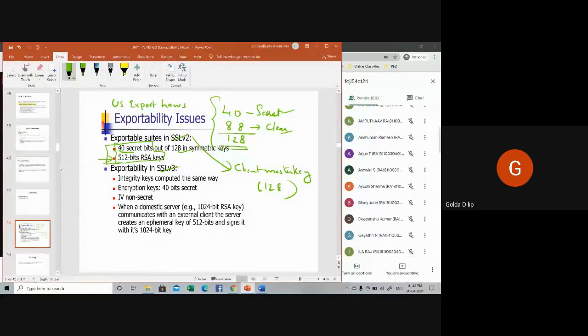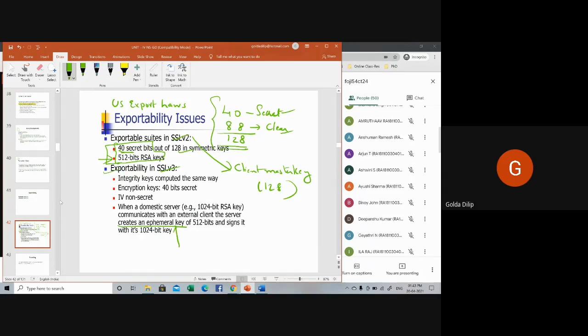Okay, but though it is technically legal, that was what was happening in SSL version 2. But that particular approach was not permitted in SSL version 3. So in SSL version 3, they try to solve this problem by creating what is called an ephemeral key.